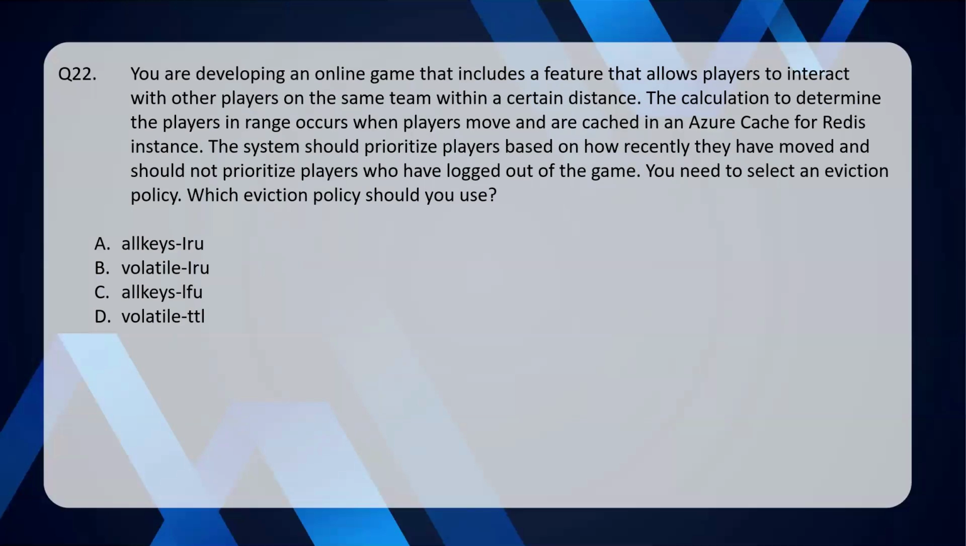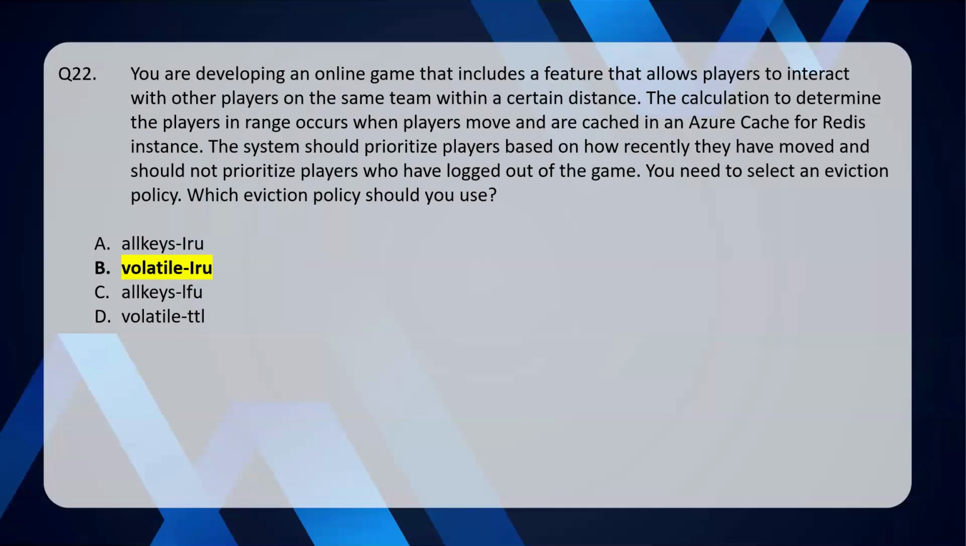Your options are all keys LRU, volatile LRU, all keys LFU, volatile TTL. Volatile LRU would be the best suited eviction policy in this case. Volatile only evicts keys that have a TTL set, which will work perfectly if we expire logged out players. And LRU evicts the least recently used items, for example, players who haven't moved recently. This ensures active players stay cached and logout or inactive players are eligible for eviction.